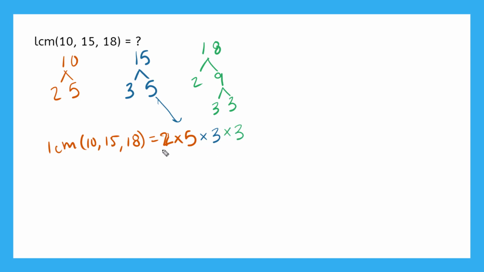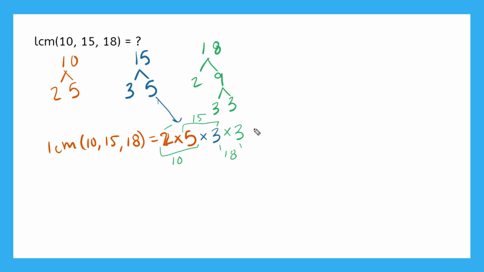So now do we see how it's represented? My 2 and my 5 here, this represents my 10. My 3 and my 5 here represent my 15. And then this 2, this 3, and this 3 represent my 18.